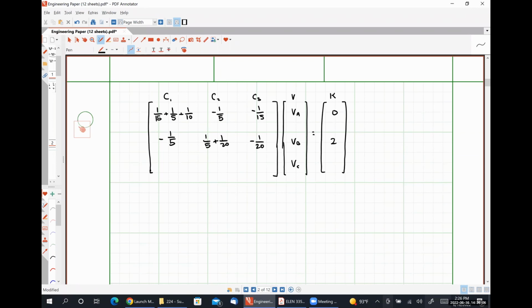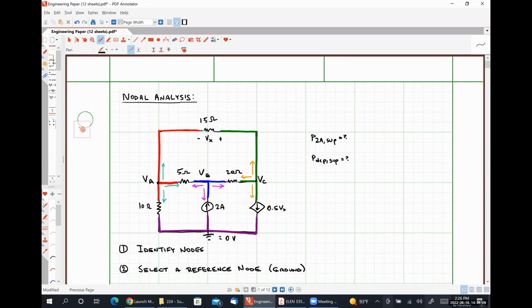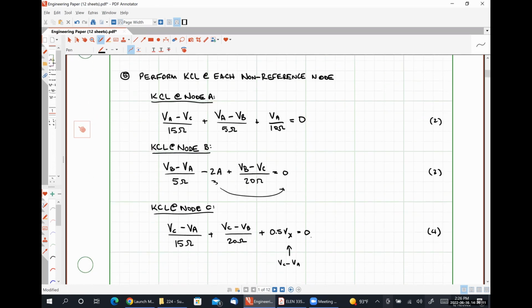And now I'm ready for my third KCL equation. So I have a coefficient of -1/15 from this first term. And then I'm also going to have a coefficient of -0.5 from this third term. So that's -1/15 minus 1/2.